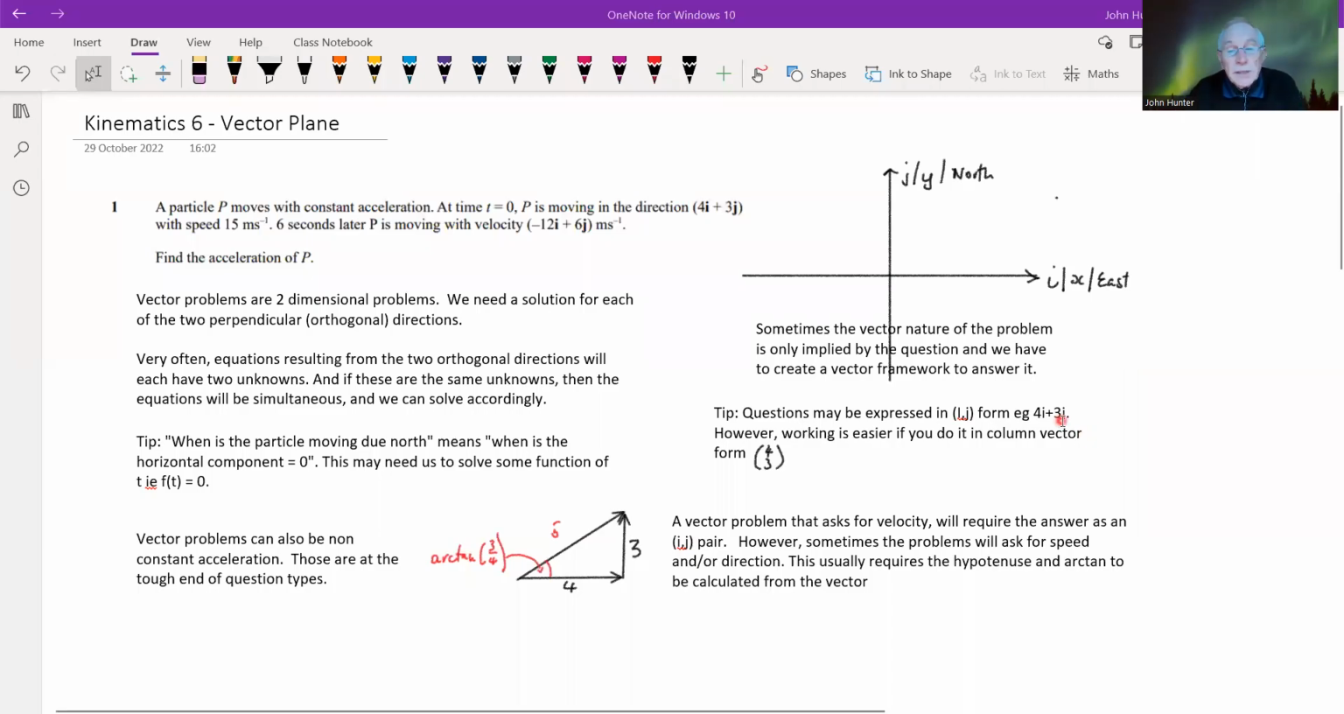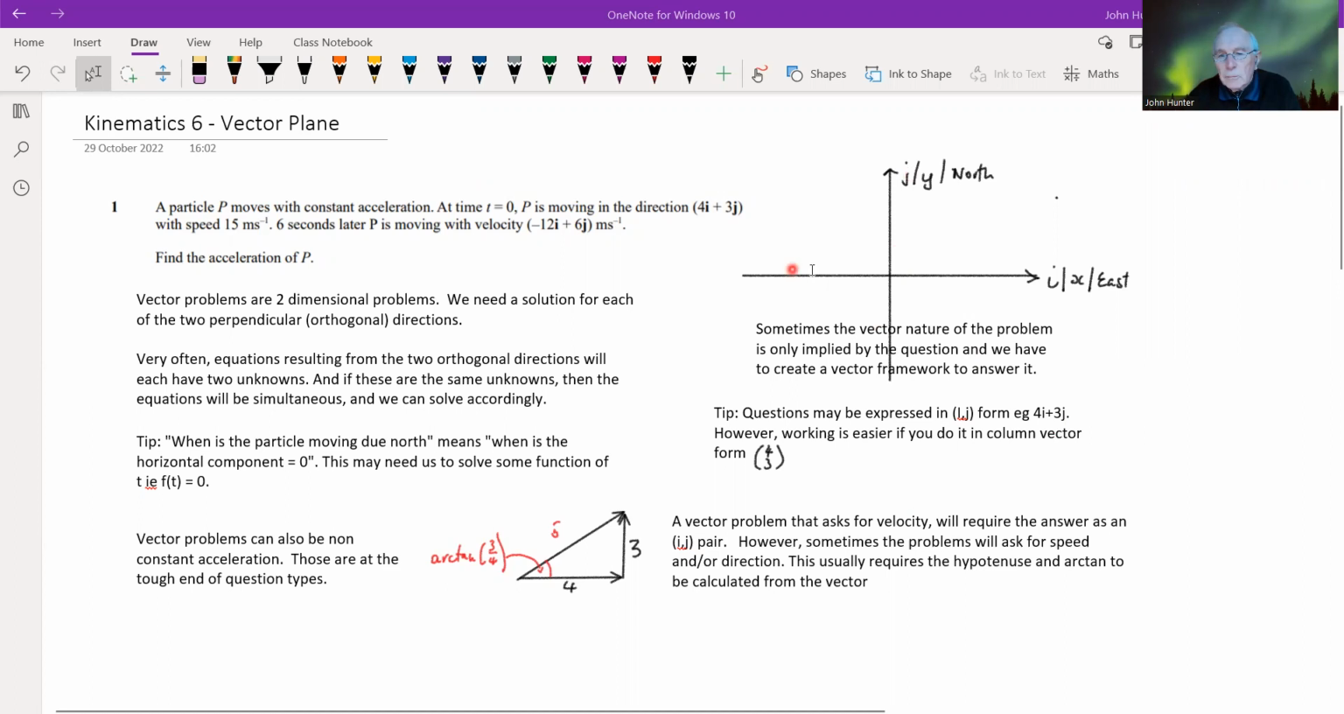Okay, this is the 6th video in the kinematics section, and this is all to do with kinematics in the vector plane. So up till now, what we've been looking at are linear problems, just in one dimension. Car moves along a road or whatever. But now we're looking at stuff moving in a plane.